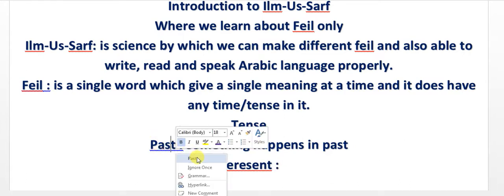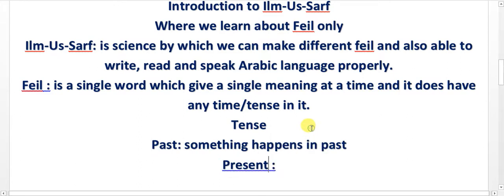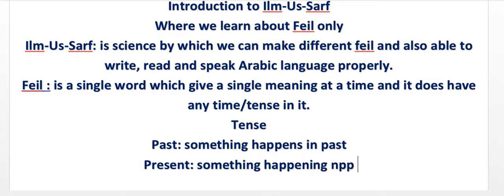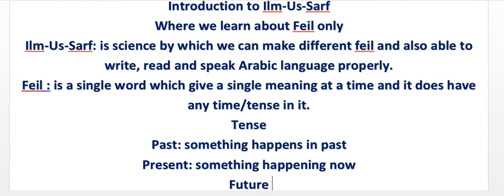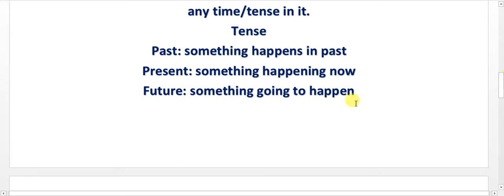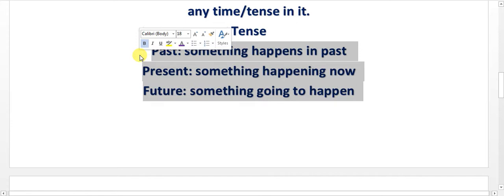Present: something happening now. And what is future? Something going to happen. This is tense. So in the translation of fail, we have one of the tenses from these three tenses in the translation, in the meaning of fail.